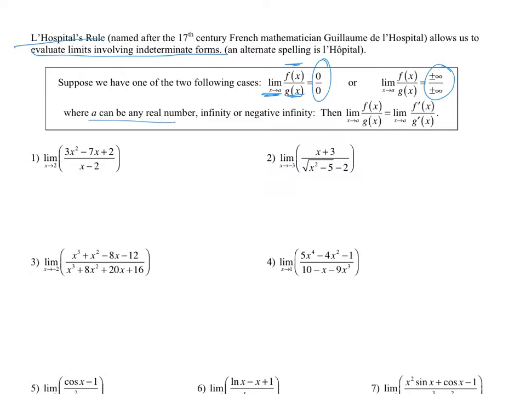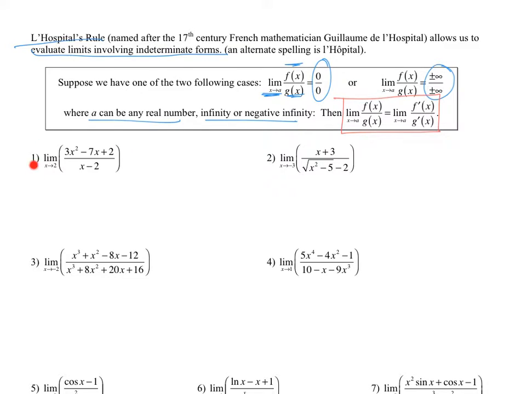Where a can be any real number, a can be infinity or negative infinity. So that little guy right there, a, it could be a number, it can be infinity, or it can be negative infinity. If you plug it in and you end up with 0 over 0 or infinity over infinity, then the following is true. Then the limit as x approaches a of f of x over g of x equals the limit as x approaches a of f prime of x over g prime of x.